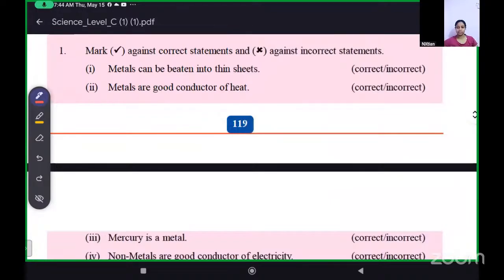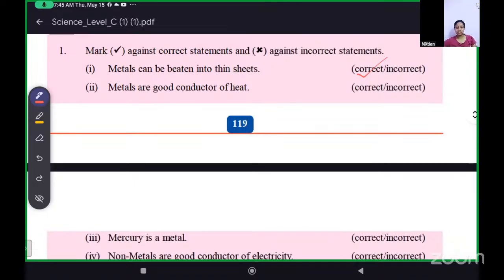Emma? Ma'am, correct. Yes, correct. Why? And can anyone tell me what this property is known as? The property in which metals can be beaten into thin sheets is known as... It's called malleability. Okay, then the second one.